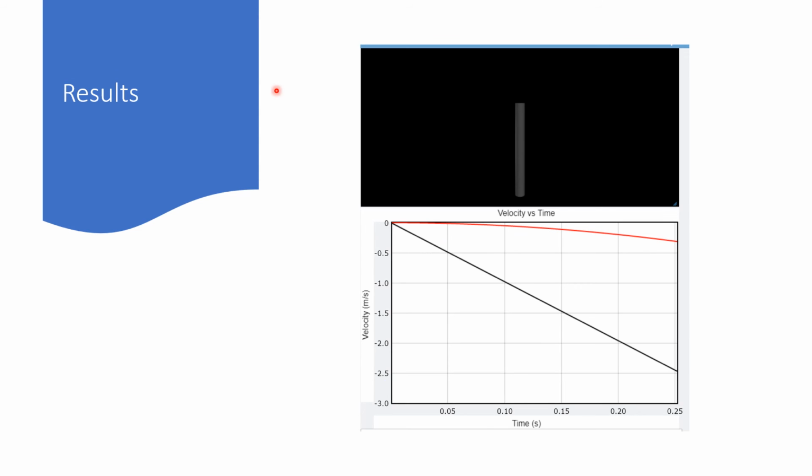And here are our results. It doesn't show much, but the magnet fell through the tube, its time started here, and it stopped when it got to the bottom. And here's a graph of our velocity versus time.